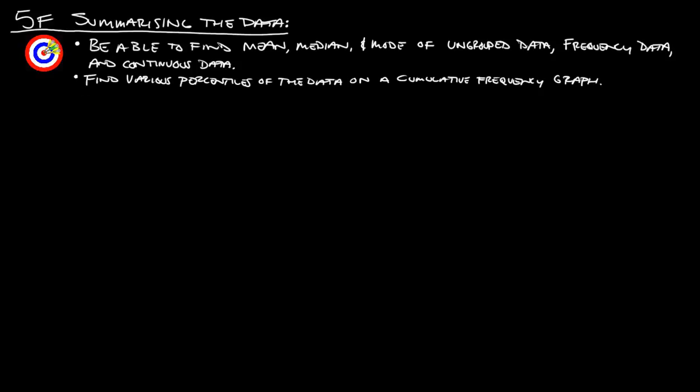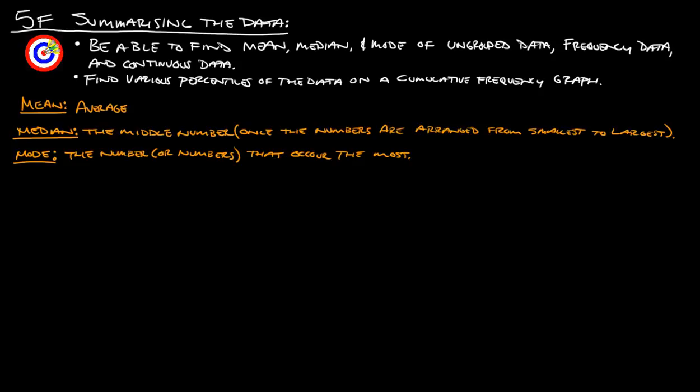All right, so let's start off with a quick review of mean, median, and mode. You'll remember mean is just the average of all the numbers or all the data. Median is the middle number once all the numbers are arranged from smallest to largest. And then the mode is simply the number or numbers that occur the most often. All right, so that's mean, median, and mode.